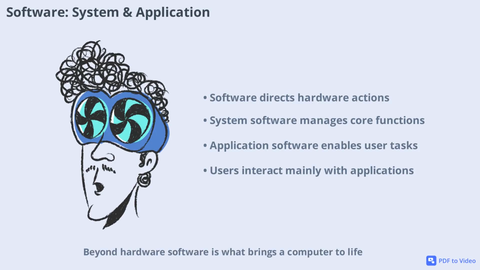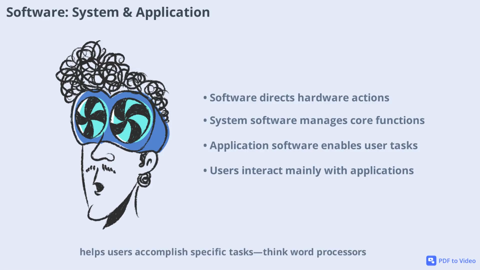Beyond hardware, software is what brings a computer to life. Software is a collection of instructions that tells the hardware what to do. There are two main types: system software and application software. System software, like operating systems, Windows, Linux, macOS, manages the hardware and provides a platform for other programs to run. It handles tasks like file management, device control, and user authentication.